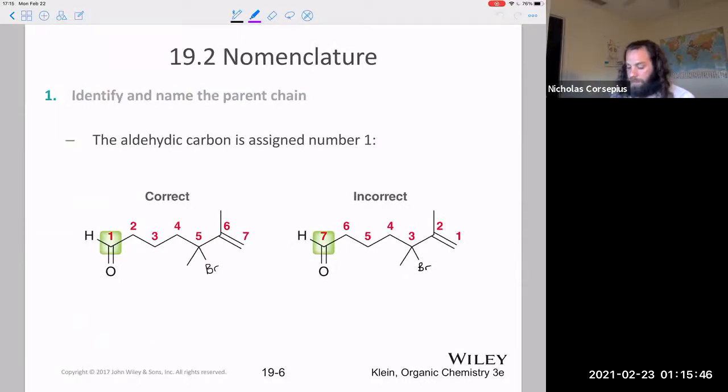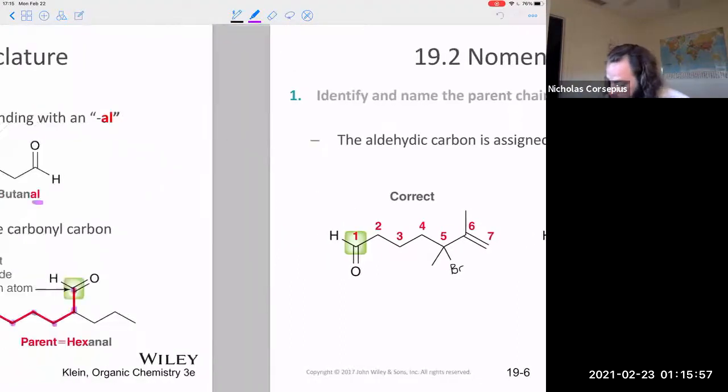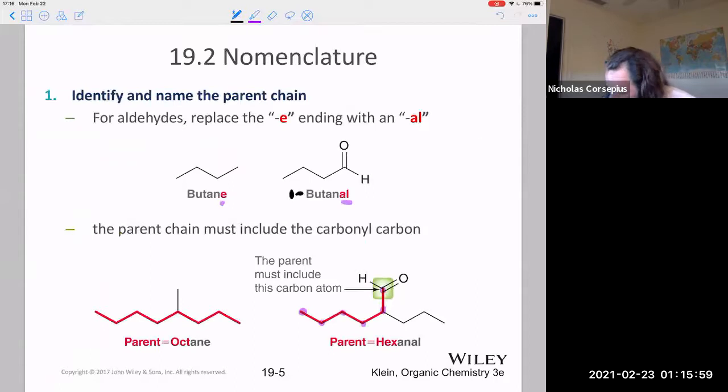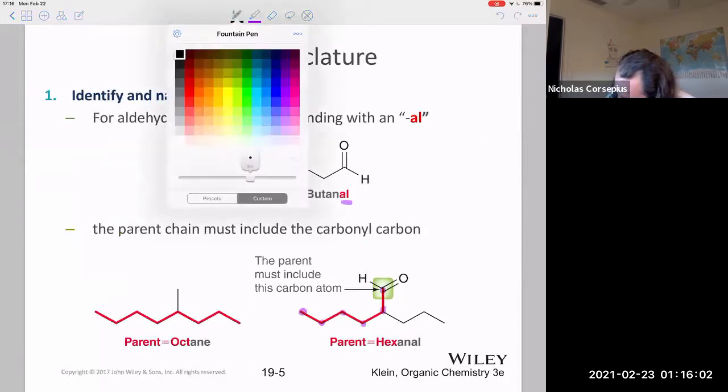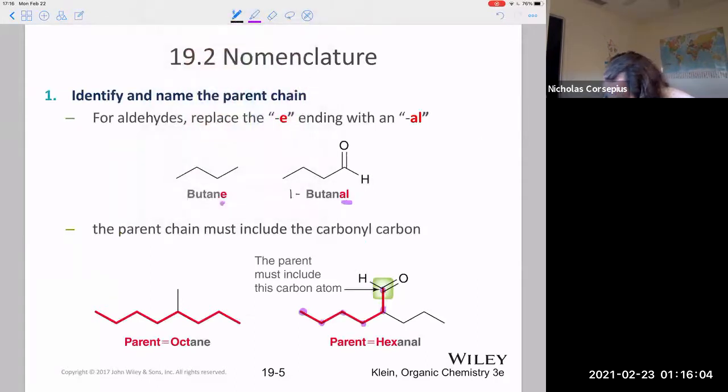And then the numbering scheme here is important because you're always going to start with number 1 as the carbonyl carbon, right? So again, specifically talking about aldehydes. I guess one more thing I want to point out. This is not one butanol. It's just butanal. I'll be even more dramatic with the al ending so that we know we're talking about aldehydes and not alcohol.